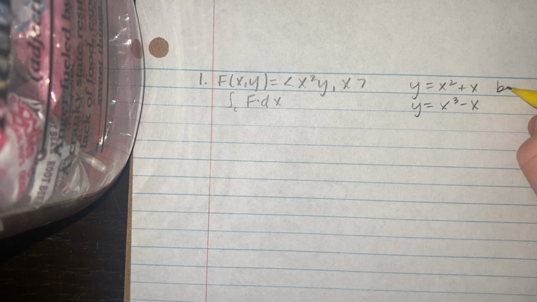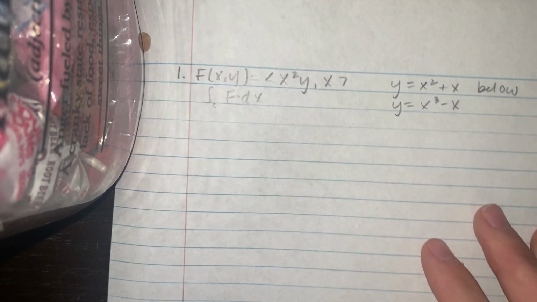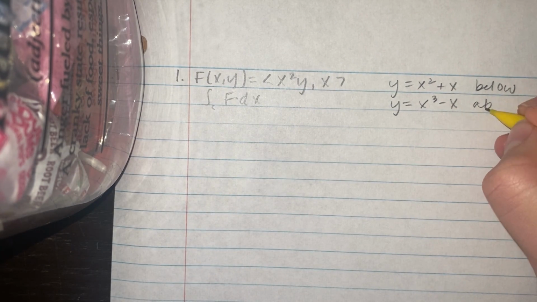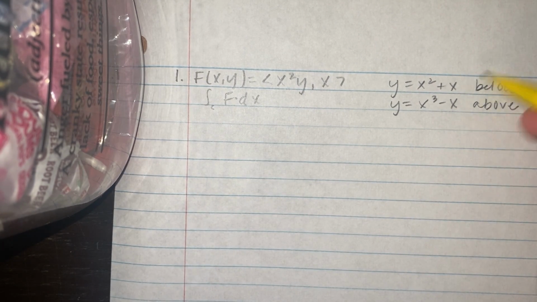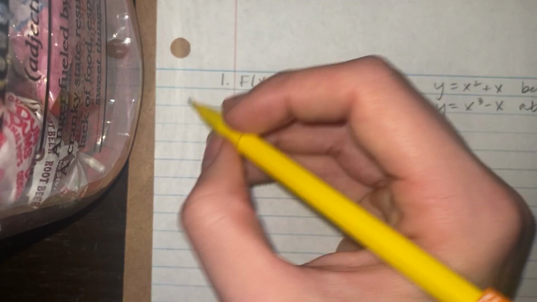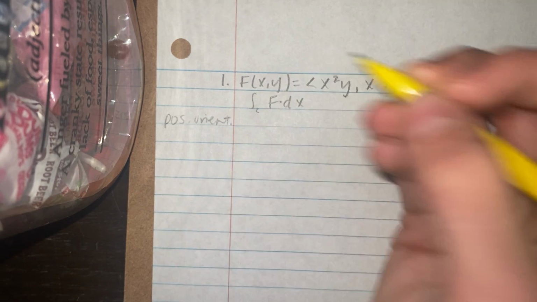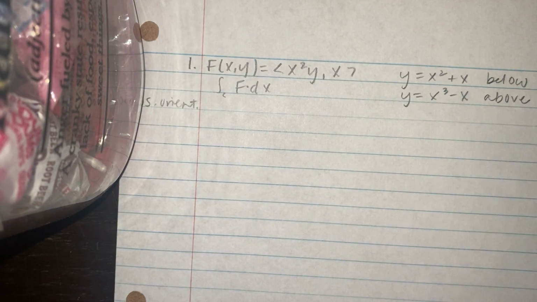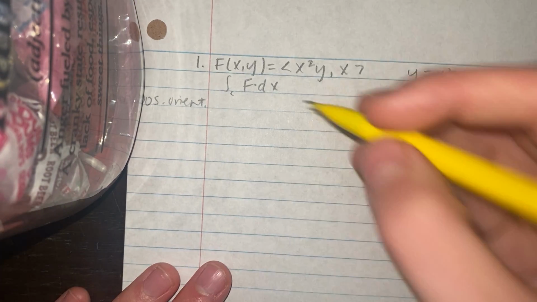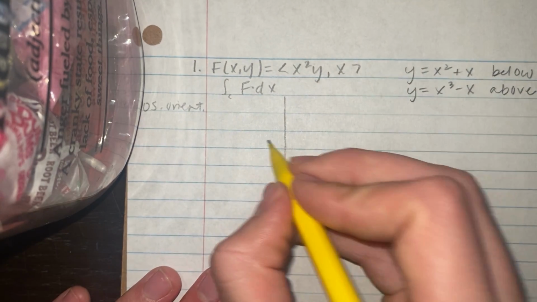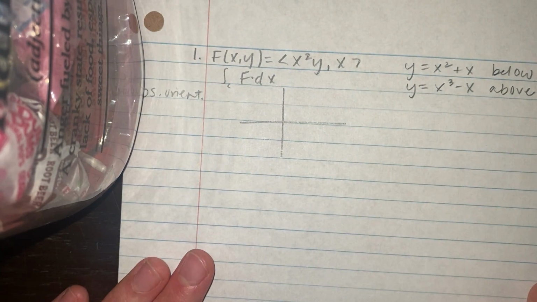And it needs to be below this equation and above this equation. That's going to be important. It also tells us that it is positively oriented, so that may be important as well. So we're going to first see what region we're trying to find.